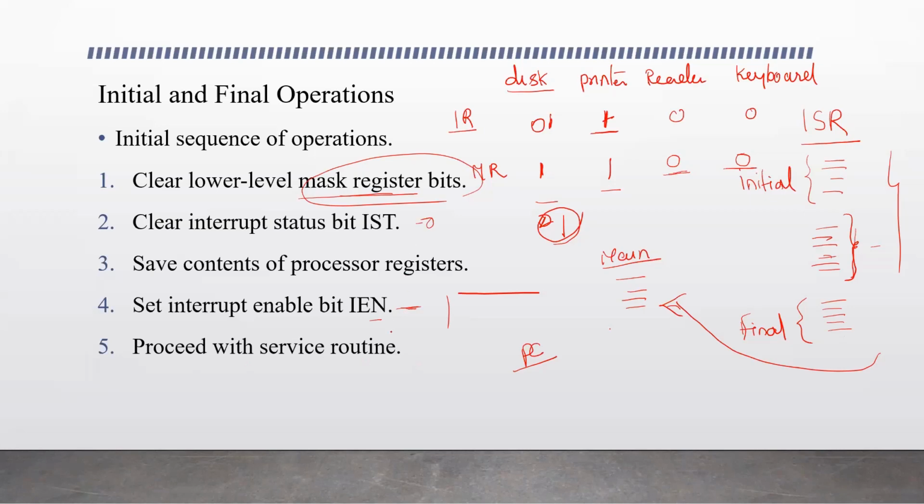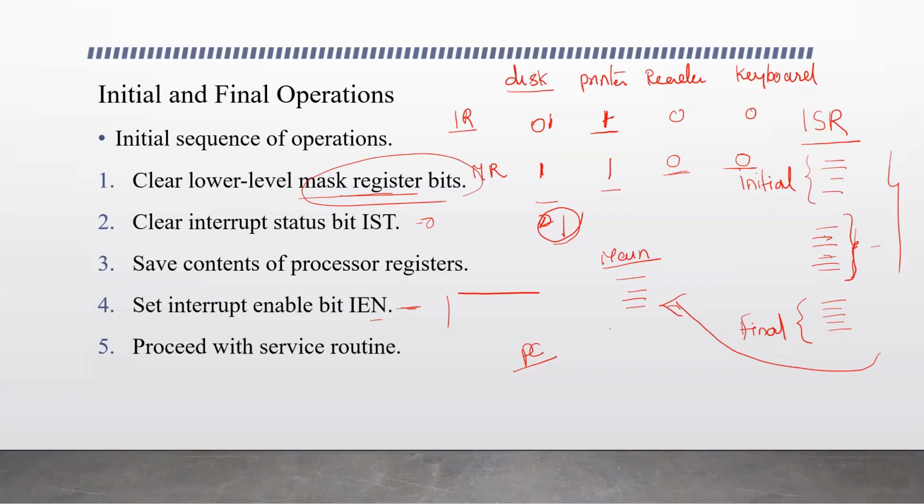So once these initial operations are done, clearing the lower level mask register bits, then clearing the status bit as the requested device is being serviced by the CPU, this can be set to 0, and we save the contents of the processor registers. The earlier contents of the processor registers need to be saved so that execution can be resumed. The values can be taken back once the CPU comes back to the actual program. And set the interrupt enable bit, IEN, to 1, to enable other interrupts, and proceed with the service routine.